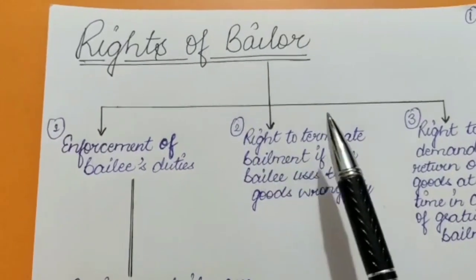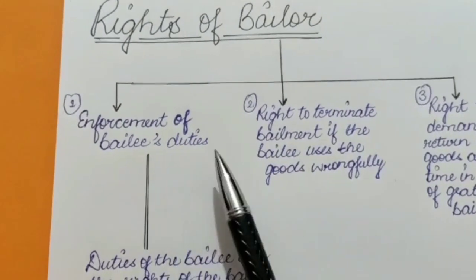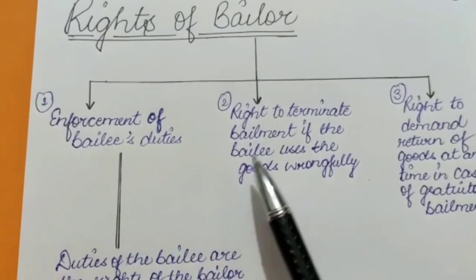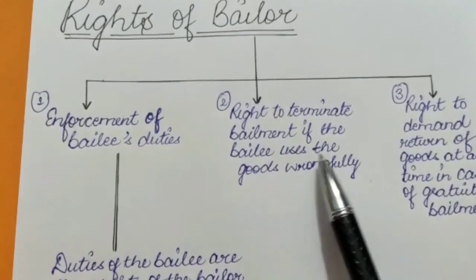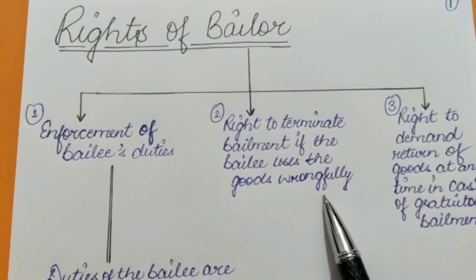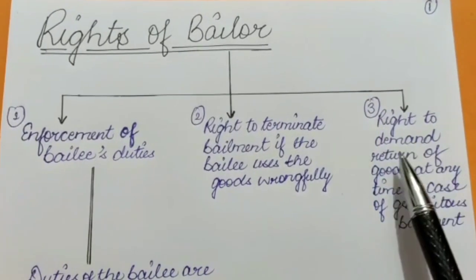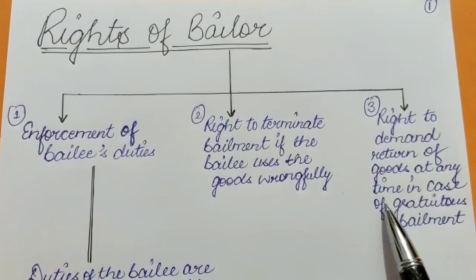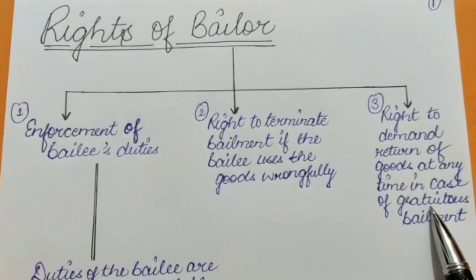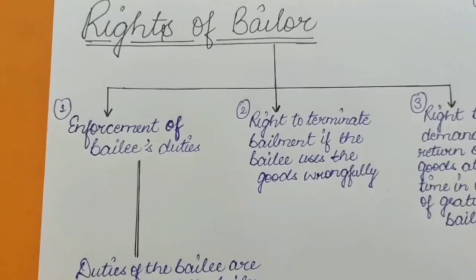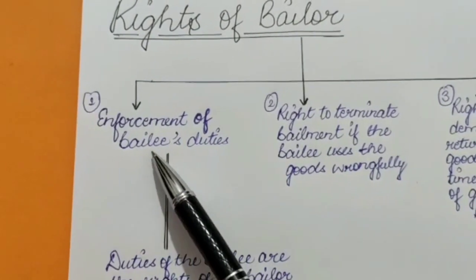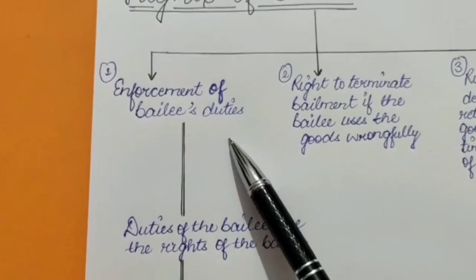So, rights of the bailor. First is enforcement of bailee's duties. Second is right to terminate bailment if the bailee uses the goods wrongfully. Third is right to demand return of goods at any time in case of gratuitous bailment. So, first is enforcement of bailee's duties.